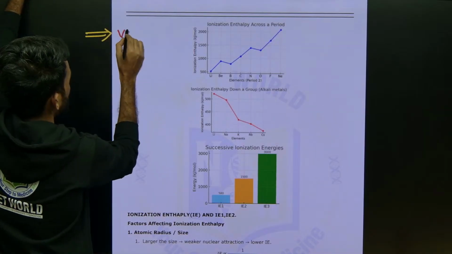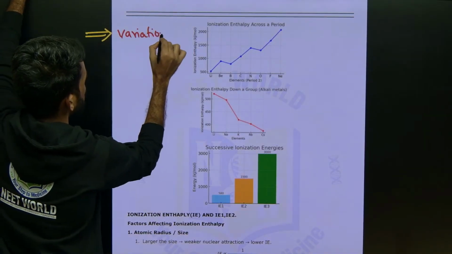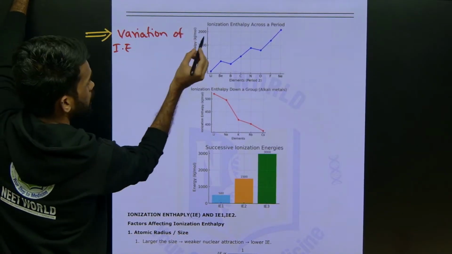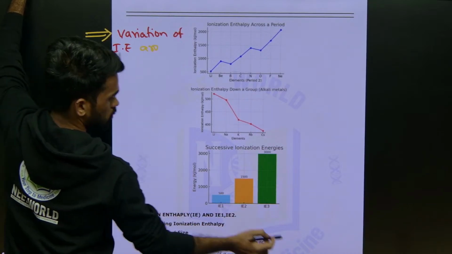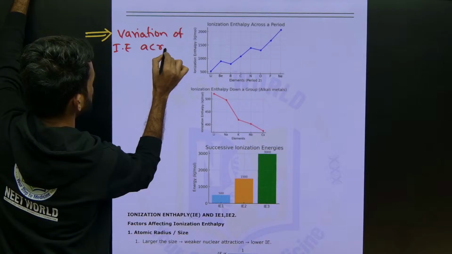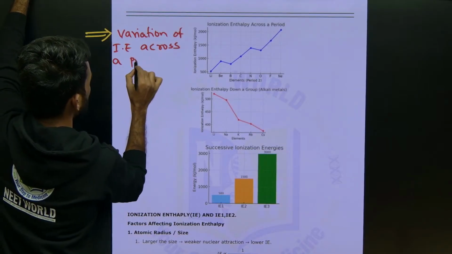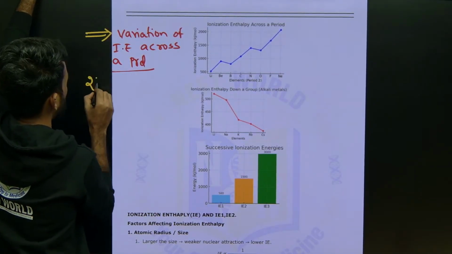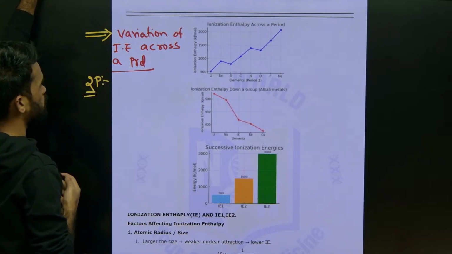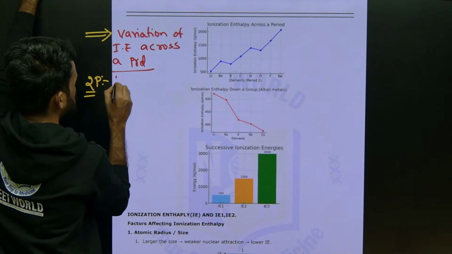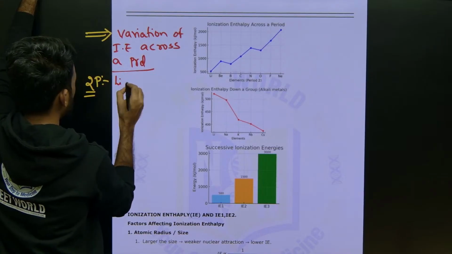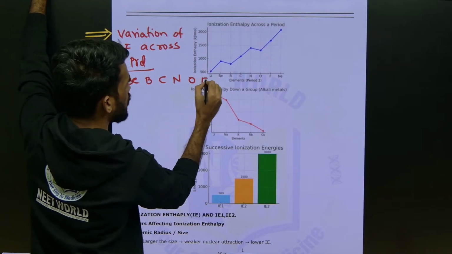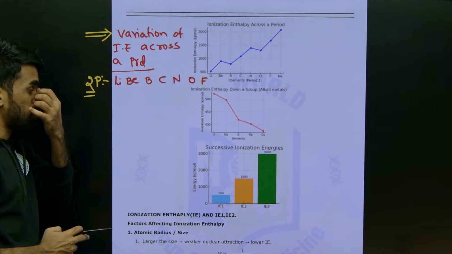So, variation of IE across a period, okay, across a period. How will it vary across a period? It means just take second period elements or third period elements, whatever you want. Let us take second period elements. So what are the second period elements? Lithium, next beryllium, boron, carbon, nitrogen, oxygen, fluorine, like this you take. Up to halogens only I am considering, not inert gases.